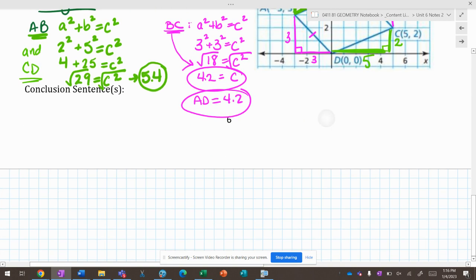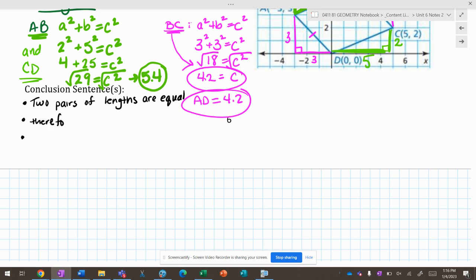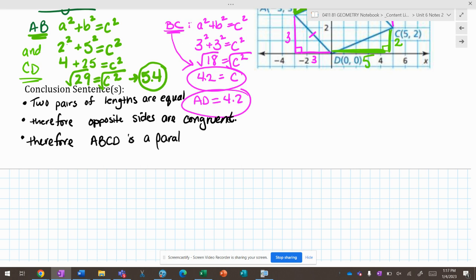So what did I notice? I noticed I have two 4.2s and two 5.4s. So I'm going to draw my 3 dots so I make sure I have everything I need in my conclusion. 2 pairs of lengths are equal. Therefore, opposite sides are congruent, because equal length means congruent length. Therefore, what is this thing? ABCD is a parallelogram.